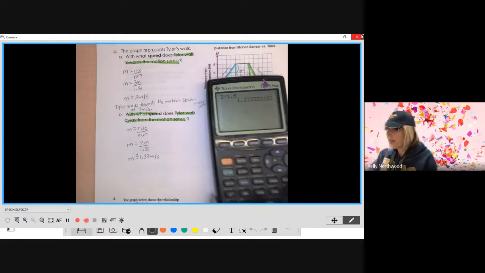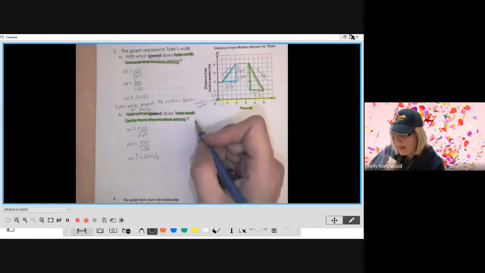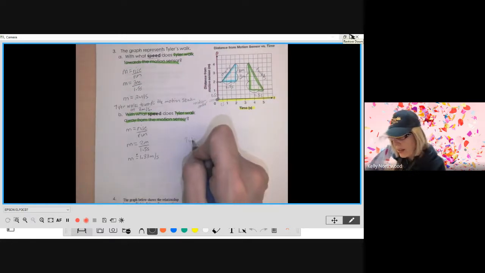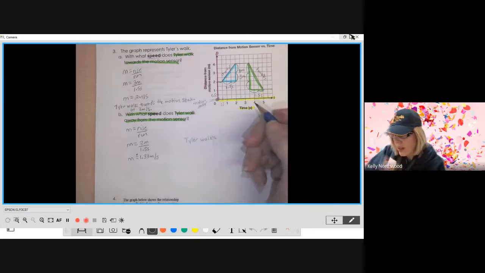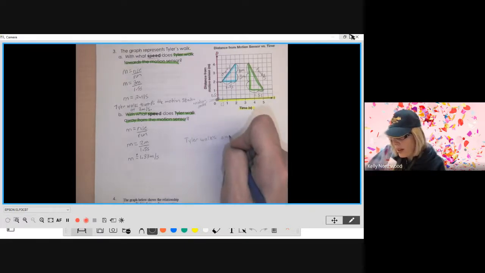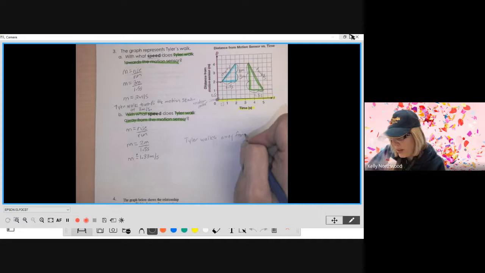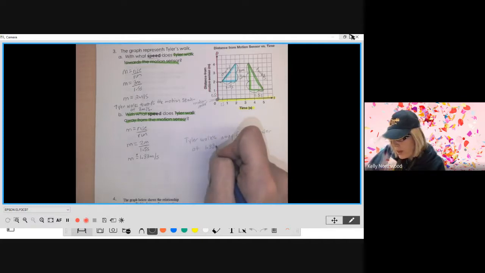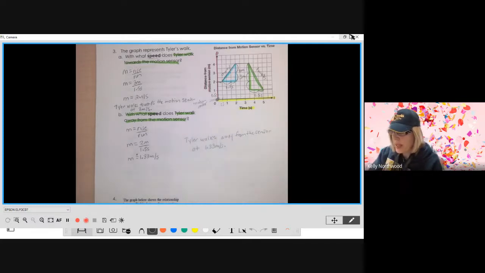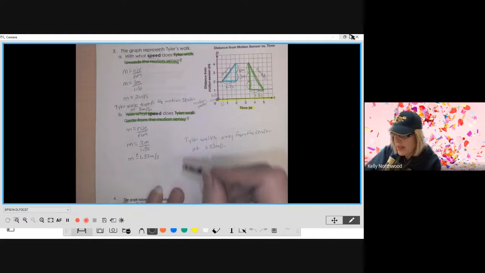And then we need a little statement. Tyler walks away from the sensor at 1.33 meters per second. Or at a speed of is even nicer.